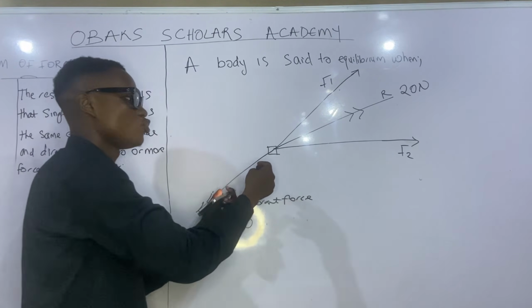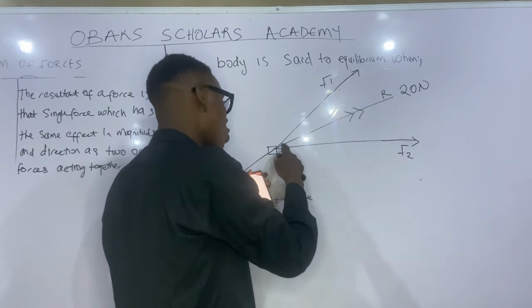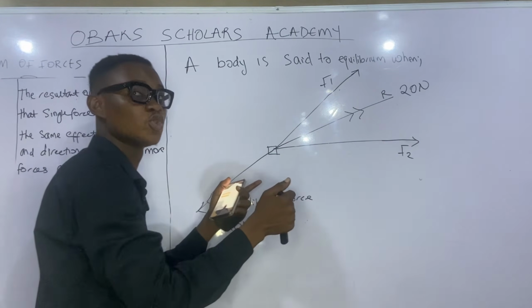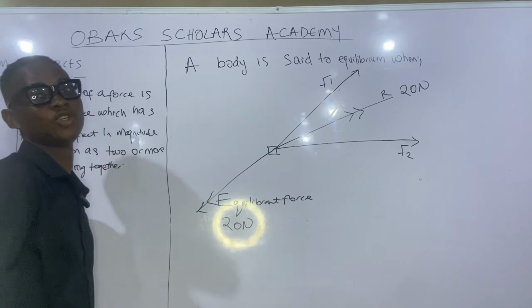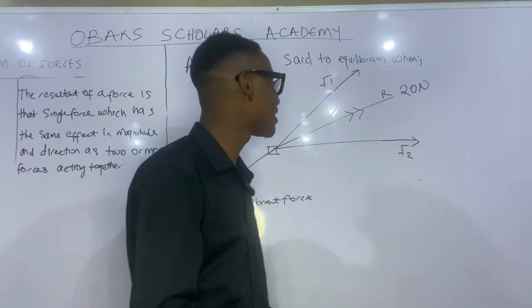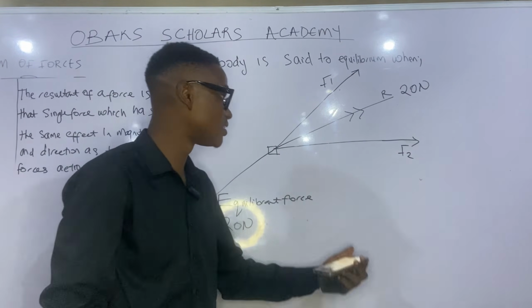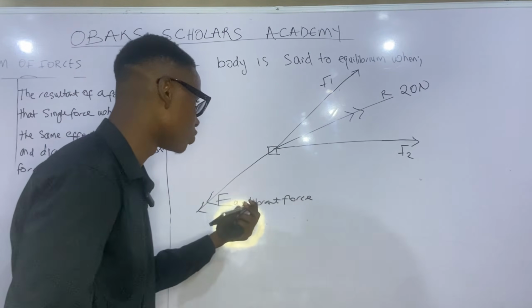So that equilibrant force will now also be what? 20 Newton. So if 20 Newton is acting on this body in this direction, that is the resultant force, the equilibrant force will be what? 20 Newton acting on this body in the opposite direction. So the equilibrant force is the same in magnitude. When I say magnitude, I mean the value. It is the same in magnitude as the resultant force, but it is opposite in direction.